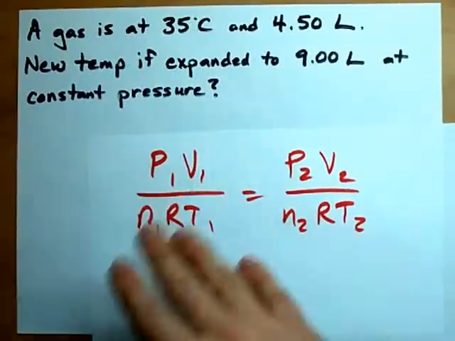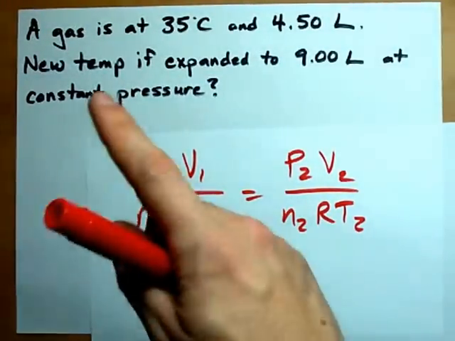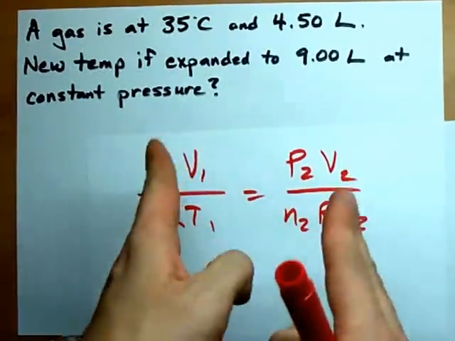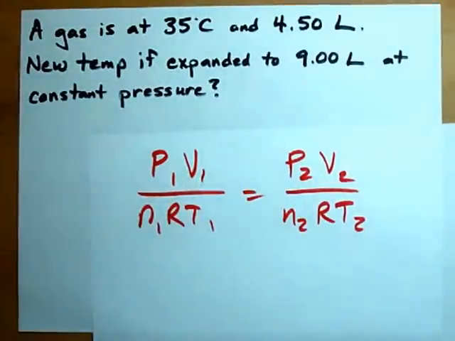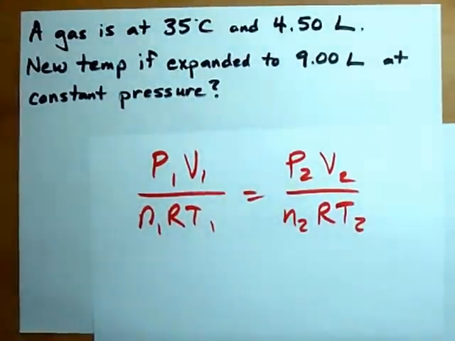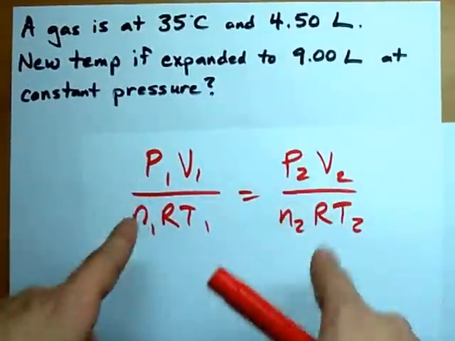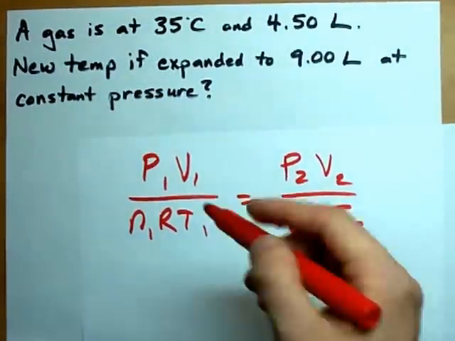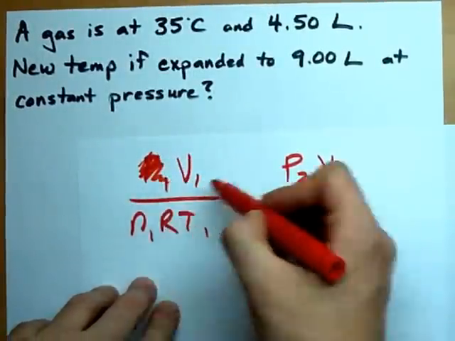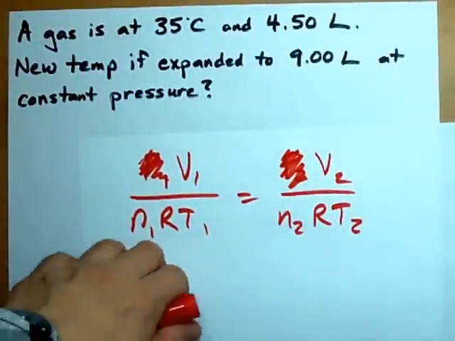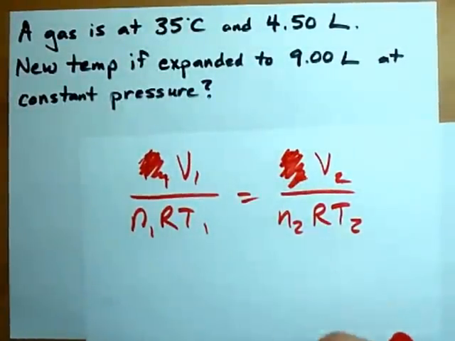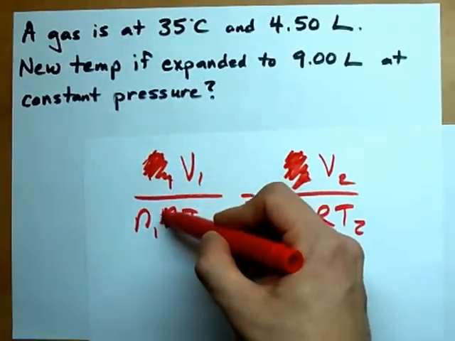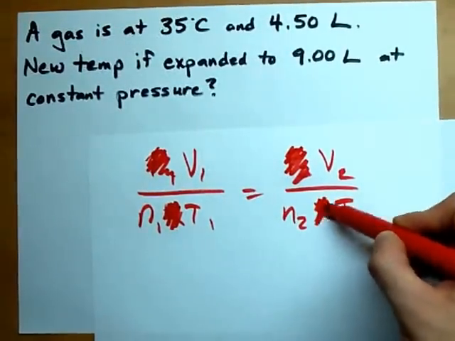But before you plug numbers in, you can cross out the things that stay constant from one side to another because they're on both sides. They don't play a role here, they cancel each other out. They told us that the pressure is constant, so we can eliminate pressure from this. R is the gas constant and it appears on both sides. We can cross it out.